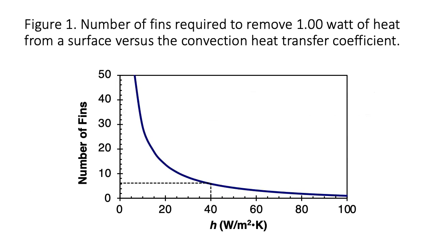For a first what-if analysis, we plot the number of fins required to remove 1 watt of heat from our surface versus the convection heat transfer coefficient. The dashed lines indicate the case we considered for this problem, where we used a convection coefficient of 40 watts per meter squared Kelvin, which corresponds to forced convection with gases, to get that we need 6.09 fins. If we rely just on natural convection, which has a convection coefficient of about 10 watts per meter squared Kelvin, we would need approximately 40 fins. Furthermore, once the convection coefficient is a little bit above 100 watts per meter squared Kelvin, which corresponds to convection with liquids, we would not need any fins.